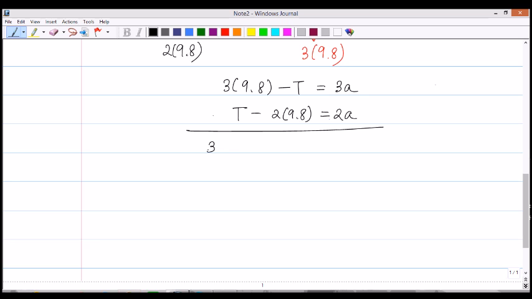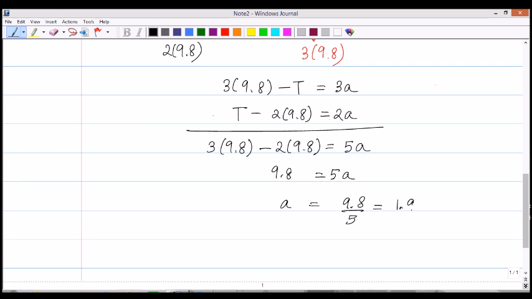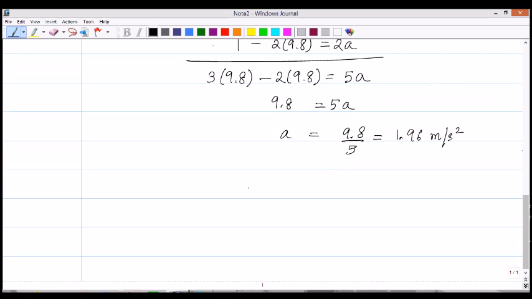So I get 3 times 9.8 minus 2 times 9.8 equals 5 times a. So I get 9.8 equals 5 times a, and this gives me my acceleration as 9.8 divided by 5, which happens to be 1.96 meters per second squared. Alright, so this takes care of part 1 of the problem, that a is equal to 1.96 meters per second squared.